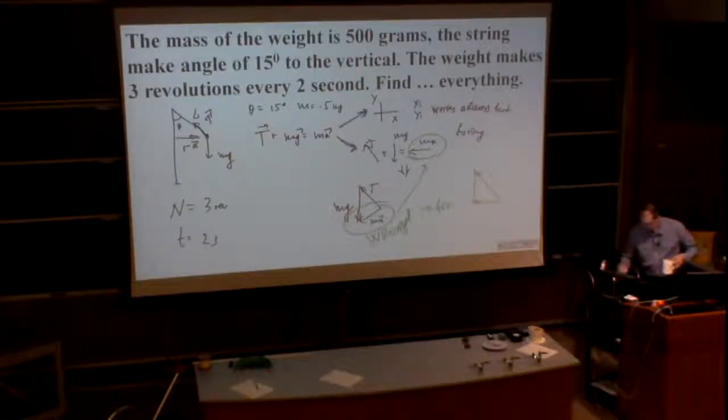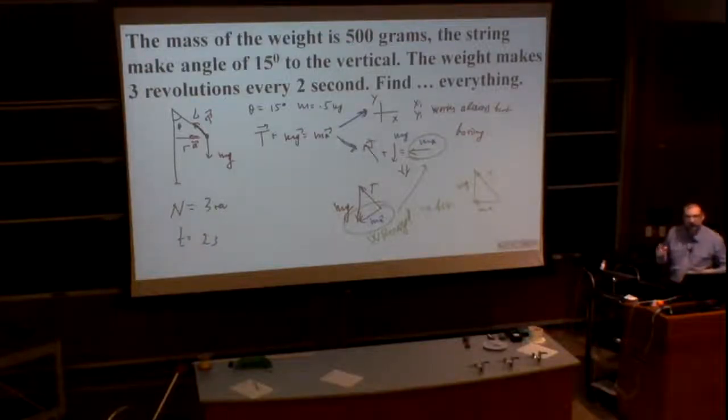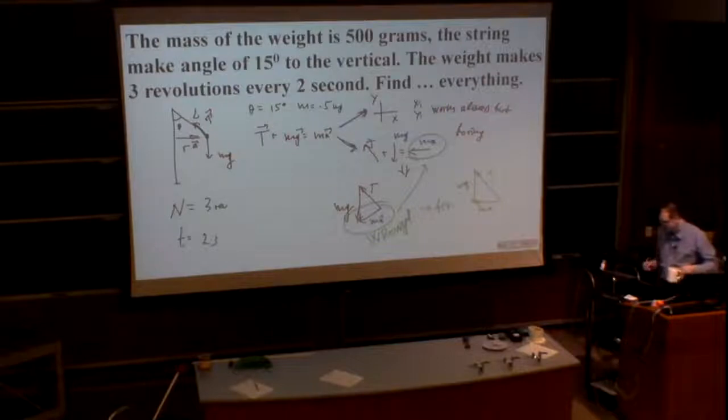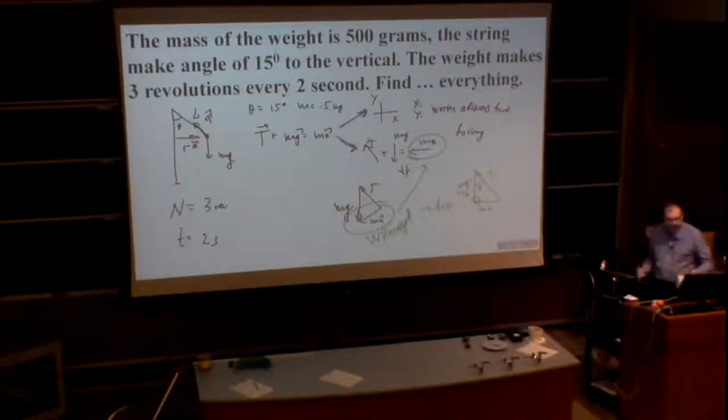This arrow represents tension. This arrow represents force of gravity. This arrow represents product, m times a. It doesn't represent acceleration. It represents the product of mass and acceleration. In this triangle, this angle equals 15 degrees. And in this triangle, this side, mg, is equal to 5 newtons. That's it.